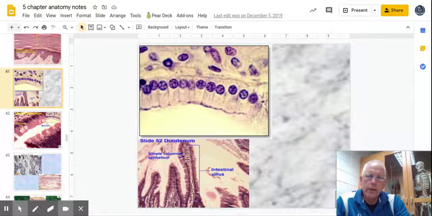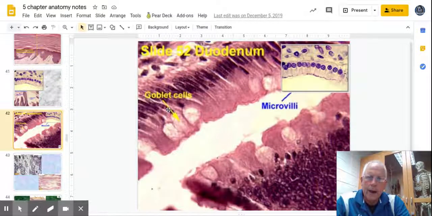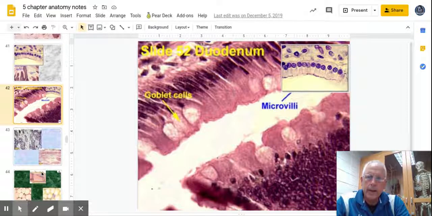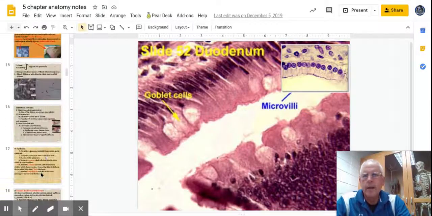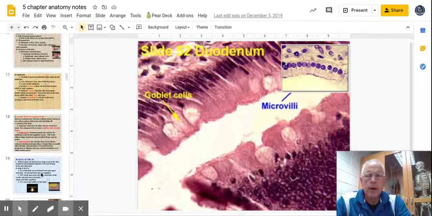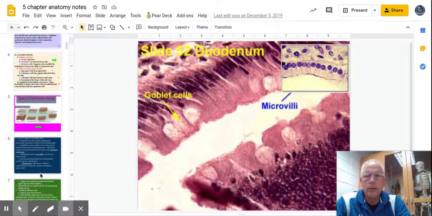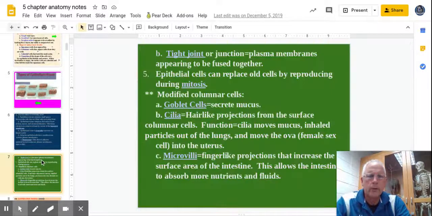So you can see this is microvilli down here. We just modified them. These are goblet cells. See the round bottoms to them. It's just things that we've taken and we modified to do a specific task. All right. So that's pretty much epithelial tissue. We'll talk a little bit more about those when we do our little virtual lab. But hopefully that makes sense.